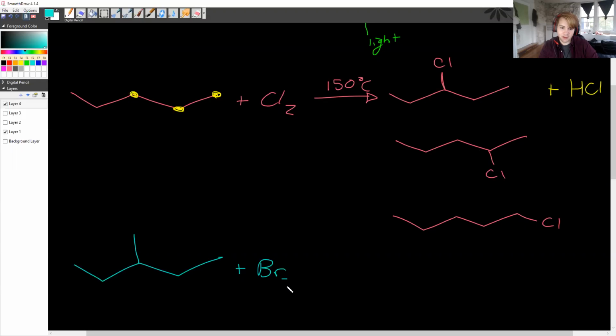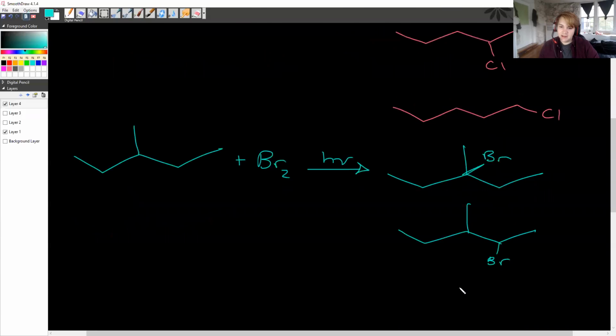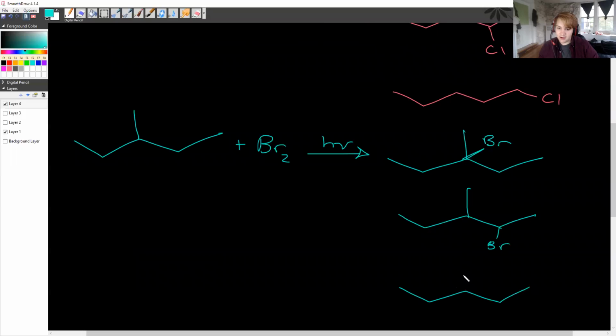We can also react this with something like bromine. Maybe we have this compound going on, and we react it in the presence of UV light. We can get bromine there, we can get bromine here, and then finally, we can get it on that primary. And then, of course, we have the HBr left over for whichever one of these was produced.